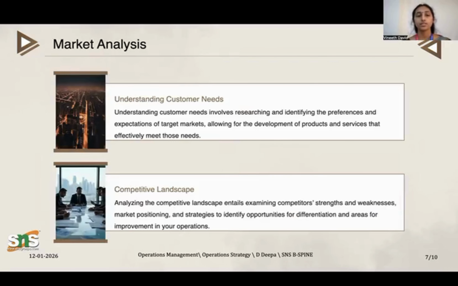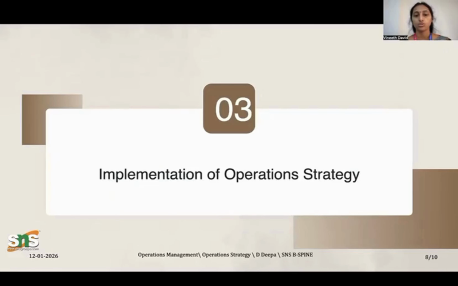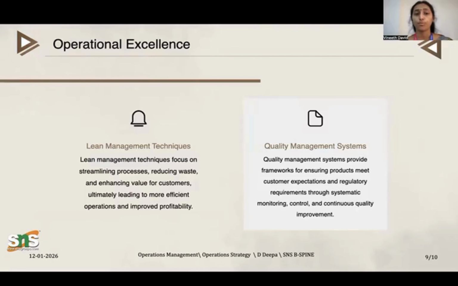And next is market analysis, understanding market needs and the competitive landscape. What is the actual need that customers are asking for? Produce those products. And next is competitive landscape. Then, implementation of operation strategy.